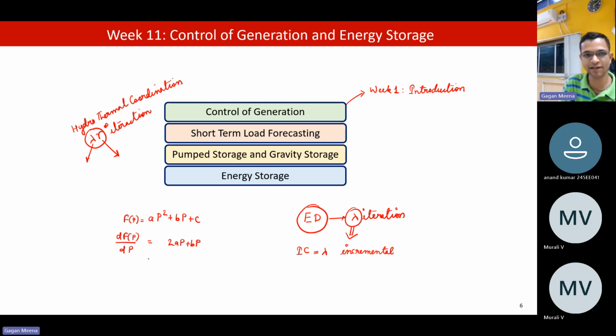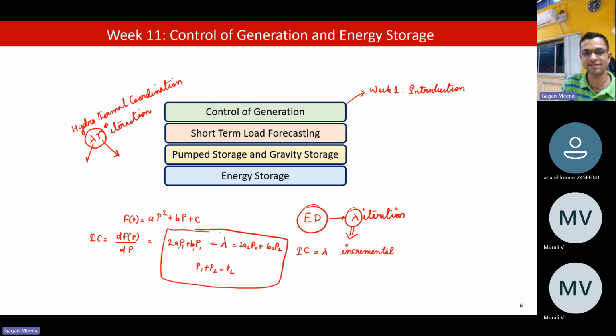When we say the solution of economic dispatch is that this is the incremental cost, at the optimal point this is equal to lambda. So if we have two generators, then 2a1P1 + b1 equals 2a2P2 + b2, and we have one more equation: P1 + P2 equals the load. When we solve all these equations, we get the variables P1, P2 and lambda. We have three variables and three equations, so we are able to solve it, right? This is the condition that holds at the optimal point.